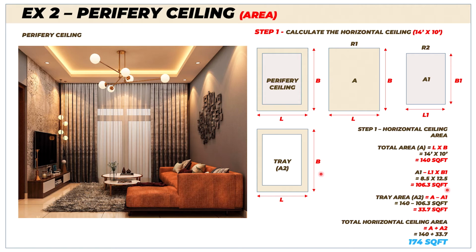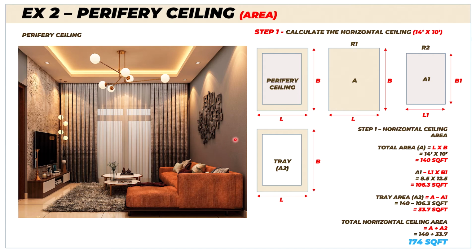Now we have to calculate the area of the tray. Okay, this part. Can you see the laser pointer? So we have to calculate the area of this tray, which is this. So we have to calculate the horizontal area of this tray. Now what we will do is we will take the total area, which is A, and we will subtract A1 from this, which is this area. So we will get the area of A2, which is your tray area. Now we will subtract 106.3 from 140. So that's how we will get the area of the tray.